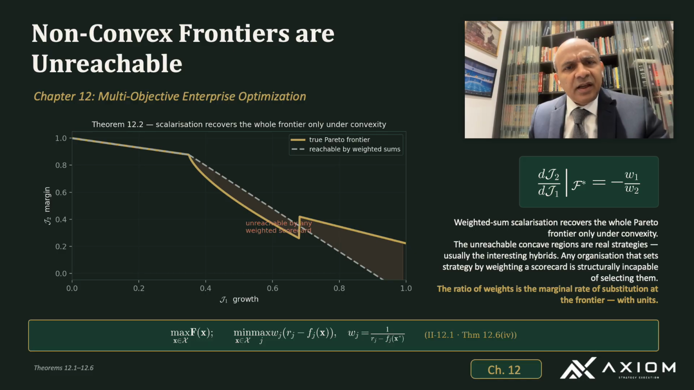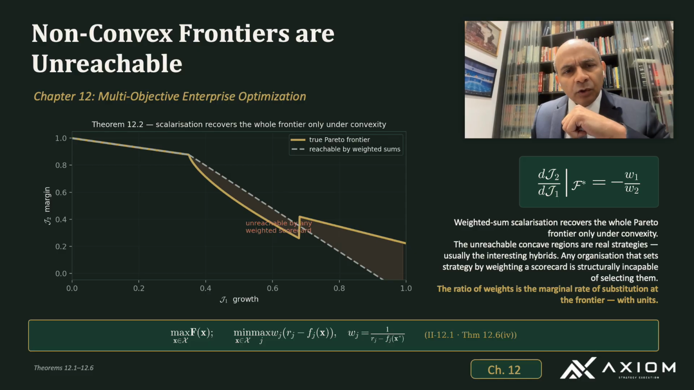Theorem 12.3 gives the weighted sum representation. Positive weighted sums always select Pareto optimal solutions, and under convexity, every weakly Pareto optimal point can be obtained this way. Without convexity, some Pareto optimal solutions are invisible to every weighted sum formulation.